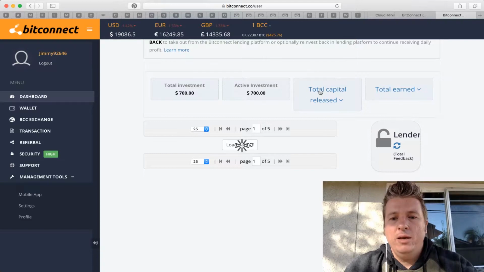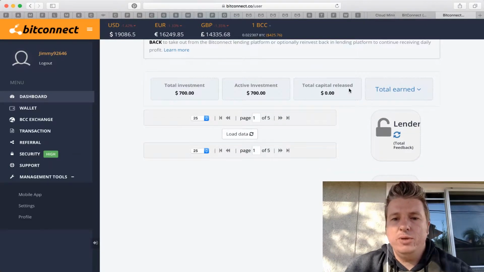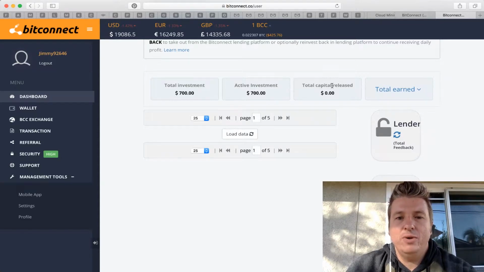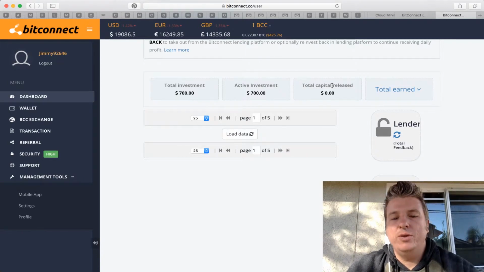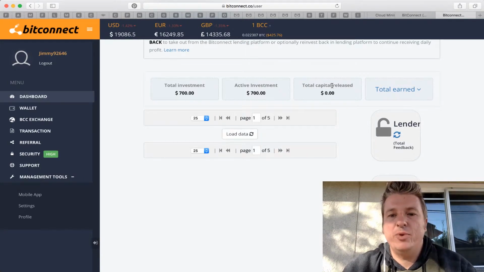I'm very happy. Clearly, I haven't had any capital release yet. I've only been invested in the system for roughly 52 days. I have to wait another 247 days before I can get my initial capital release, because I only invested $100 in the beginning.